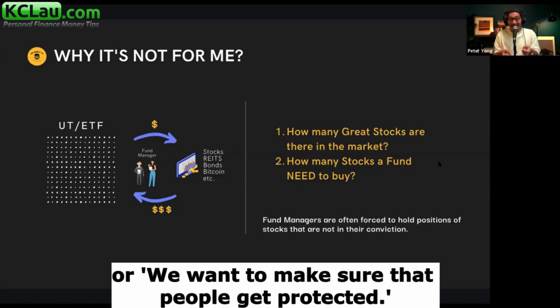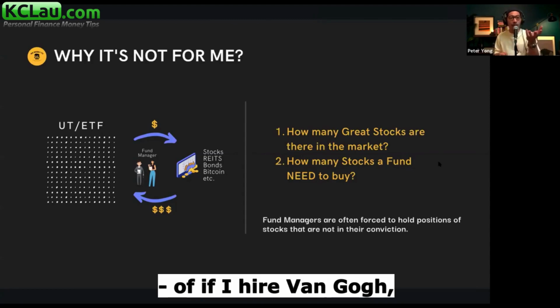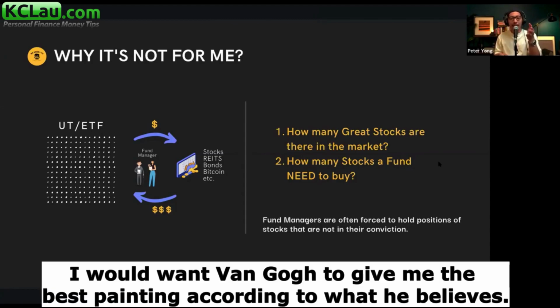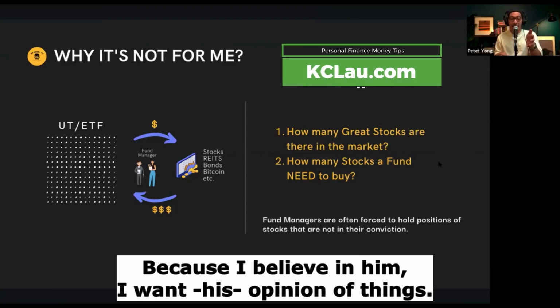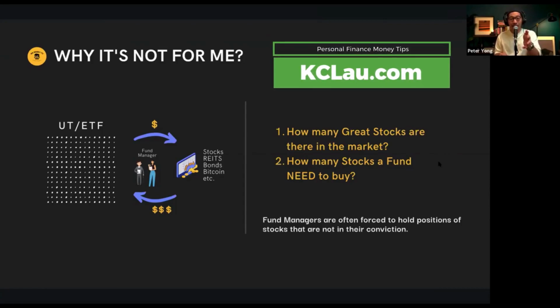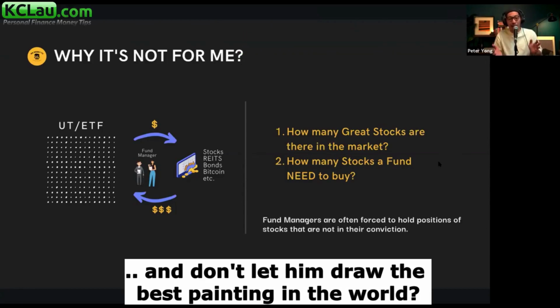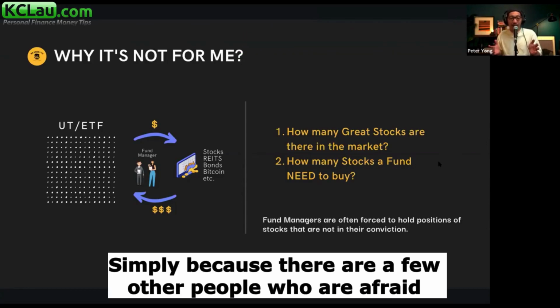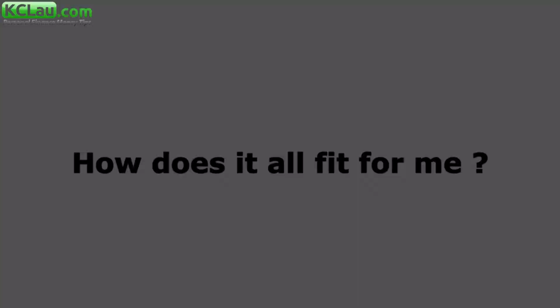I personally don't really like the idea of, if I hire Van Gogh, I would want Van Gogh to give me the best painting according to what he believes, because I believe in him. I want his opinion of things. And that's why I hire him. Why should I tie him up and not let him draw the best painting in the world? Simply because there are a few other people who are afraid that it may not be suitable to their style.